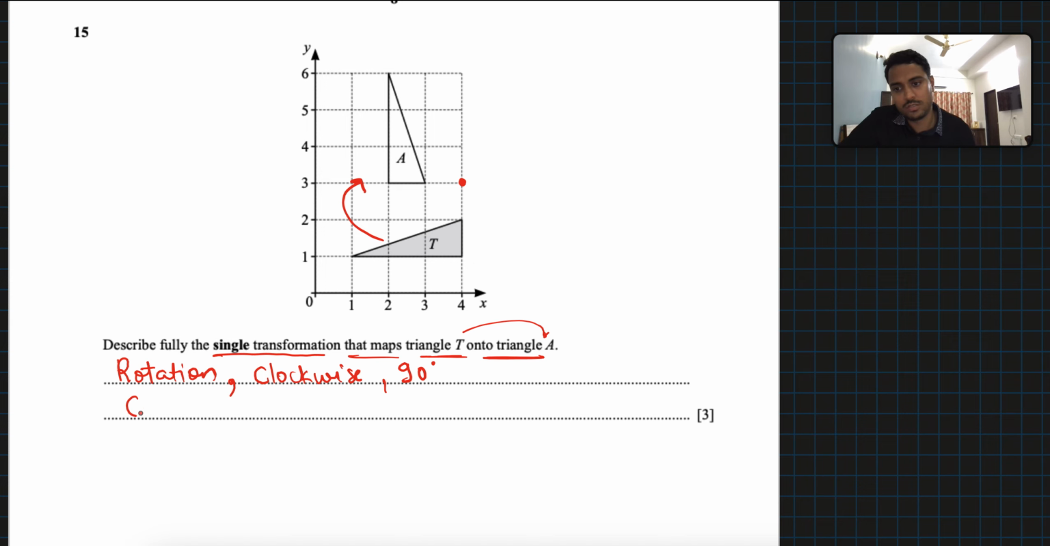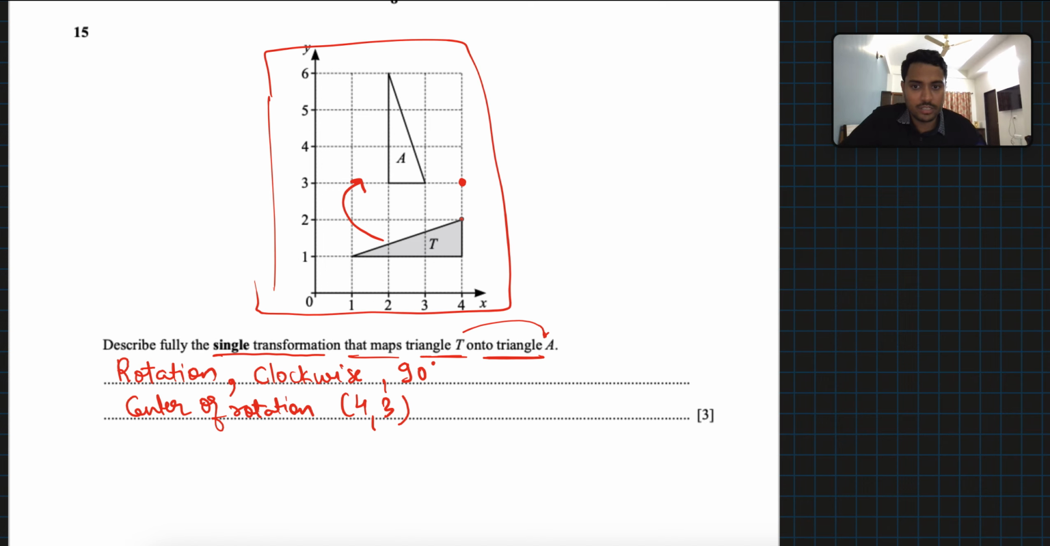So center of rotation is 4, 3. You can put a tracing paper on the diagram, a big tracing paper over here. On the tracing paper, sketch T like this, and then put a pencil over this point, and then just rotate the tracing paper, and it will overlap. It will come over here, like this. So that point is going to be the center of rotation, which is 4, 3.